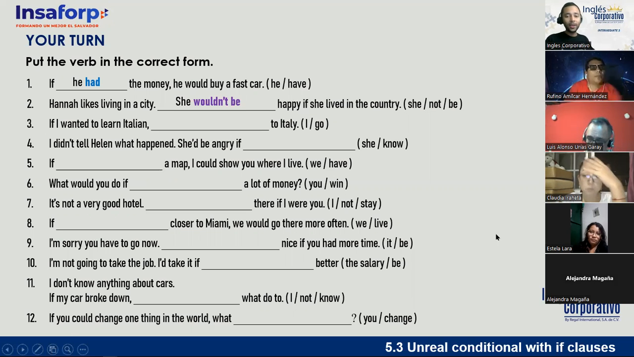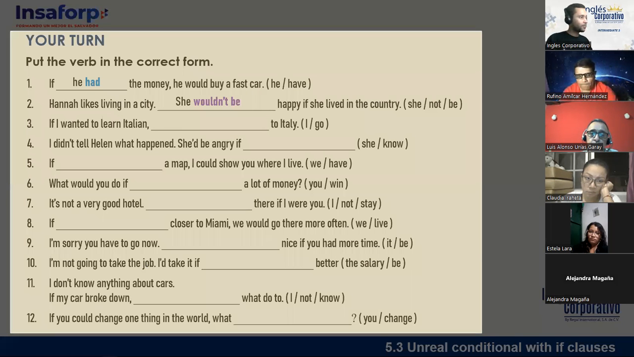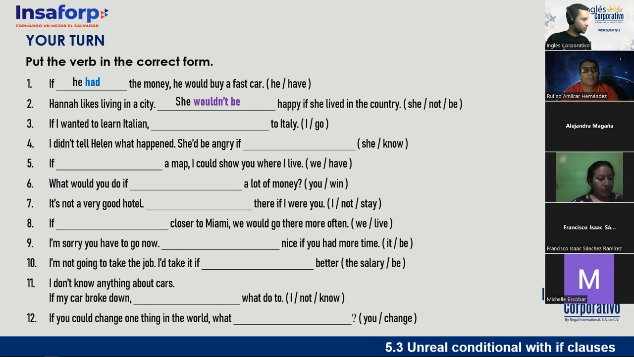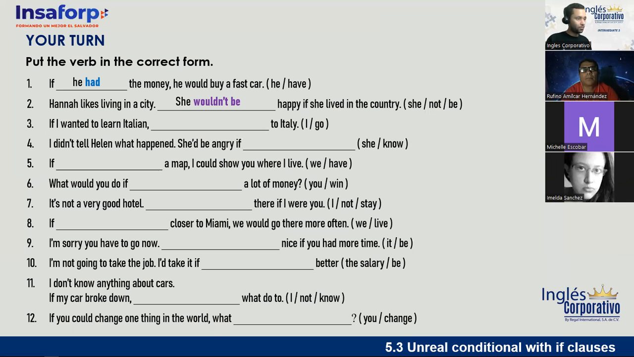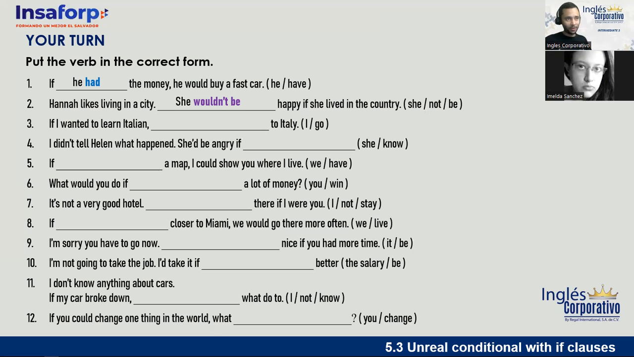Okay, everybody join the breakout rooms. I'm going to send this via WhatsApp. Okay, everybody, the exercise is in WhatsApp right now. You can check it. And I'm going to join the rooms to help you and provide feedback.